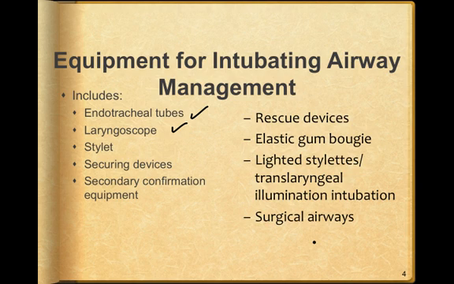Some kind of rescue device as a backup. So rescue devices are things like our blind insertion airways. So things like the Combi Tube, the LMA, the King airway, all are considered rescue devices. So we have a place to go back to. So if the intubation was unsuccessful, we have the ability to facilitate an airway. A gum elastic bougie can also add more tools to our bag of tricks, if you will. Lighted stylets, laryngeal illumination intubation. This kind of gives us an illuminated stylet so that we can see the light through the cricothyroid membrane. And then, last but not least, a surgical backup airway.